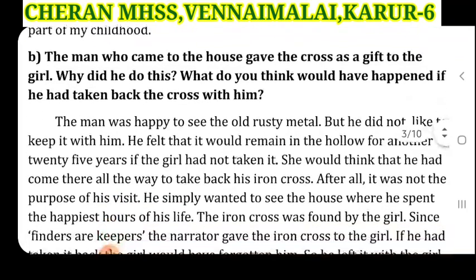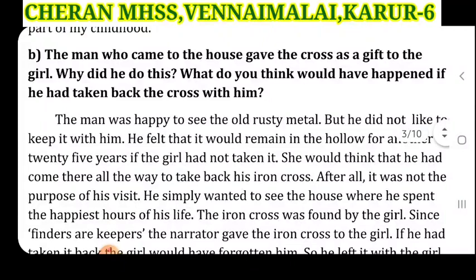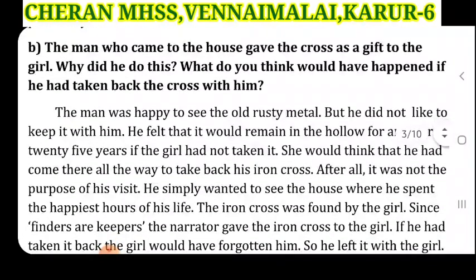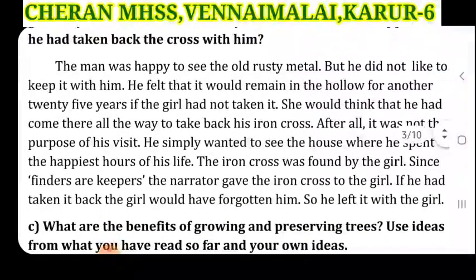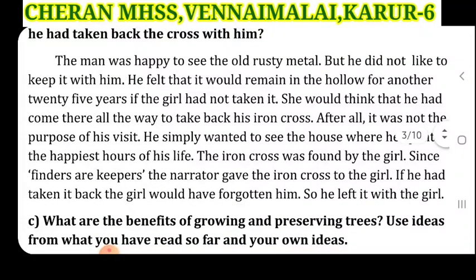Option B, the man who came to the house gave the cross as a gift to the girl. Why did he do this? What do you think would have happened if he had taken back the cross with him? Let's see the answer. The man was happy to see the old rusty metal, but he did not like to keep it with him. He felt that it would remain in the hollow for another 25 years if the girl had not taken it.